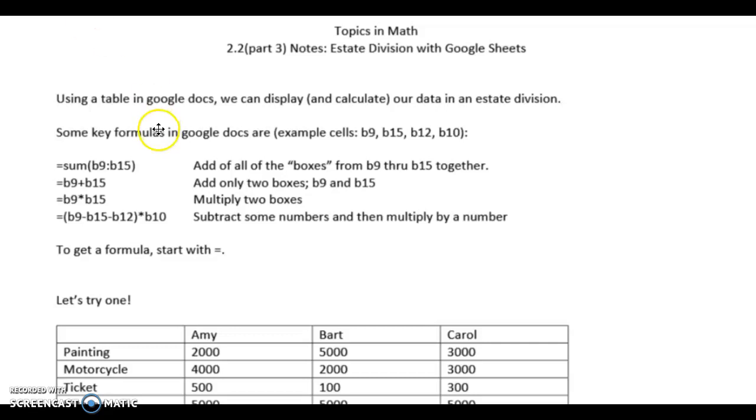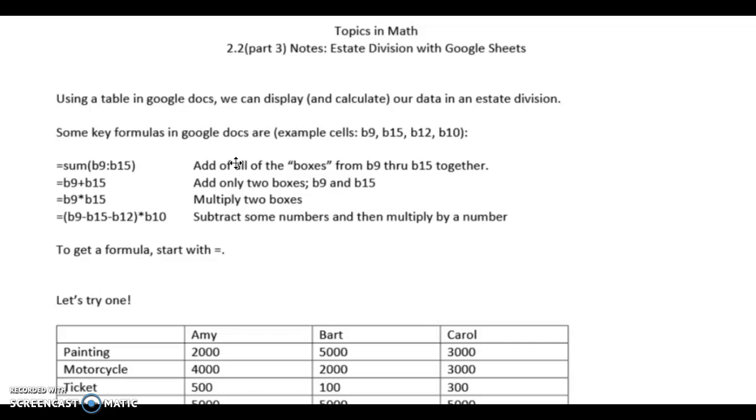Okay, so I used some example cells. Most of my cells ended up being in the B range, but it could be A, B, C, whatever the topic of the column is. So most of the formulas, you're going to want to start with that equals. I guess all the formulas, you start with the equals, okay? And then tell it what to do. So this first one says the sum of B9 colon B15. What that's going to do is add all of the boxes from B9 through B15.